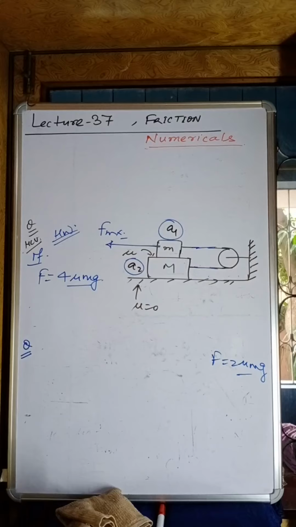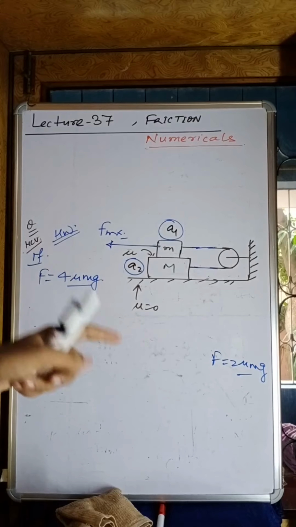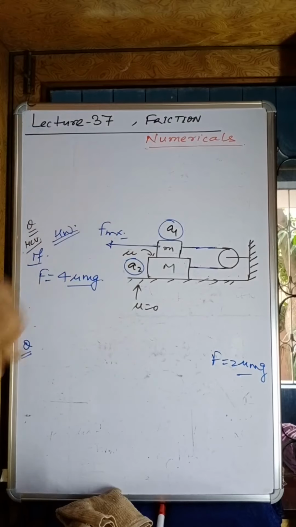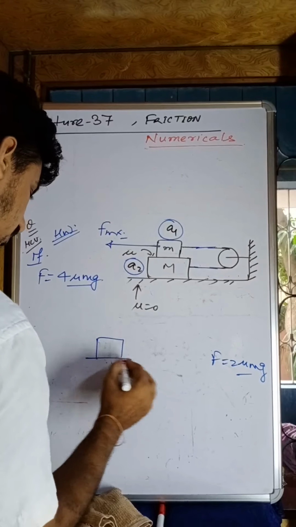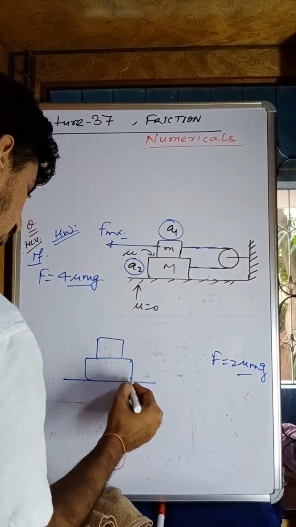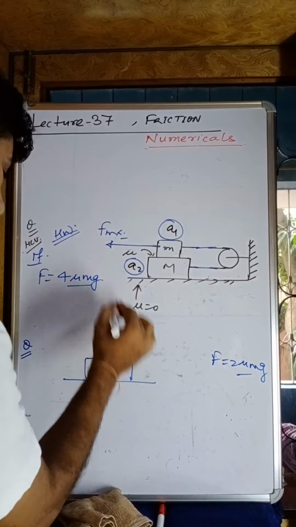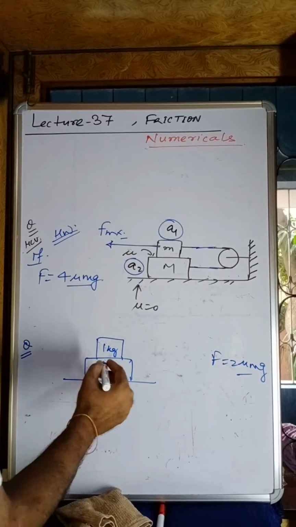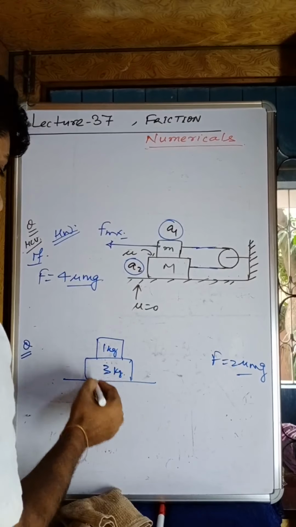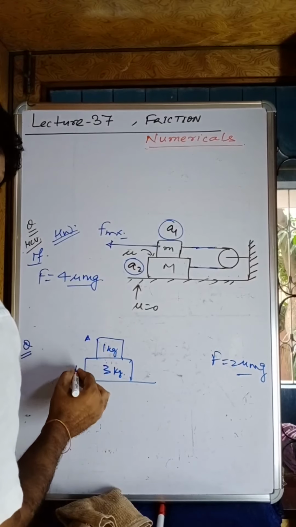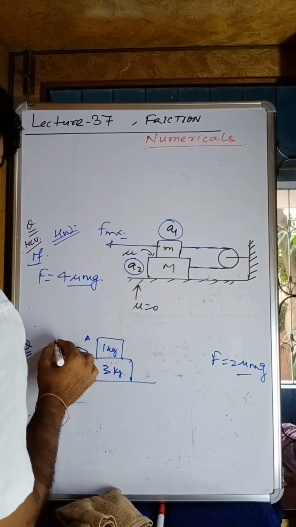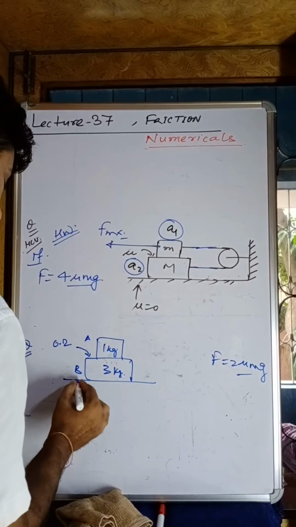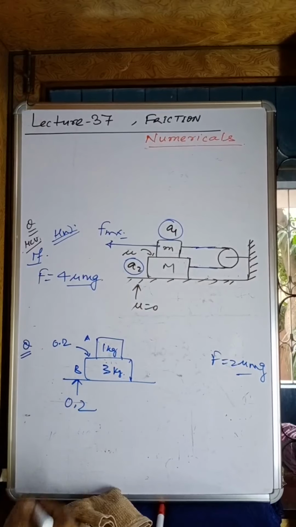Now, the question we have is again a two-block problem, that is, a multiple block problem. Alright, here 1 kg is the upper one, and 3 kg is the lower one. Suppose they are A and B. Now, the coefficient of friction is 0.2, and here again 0.2. It is the same at both surfaces.